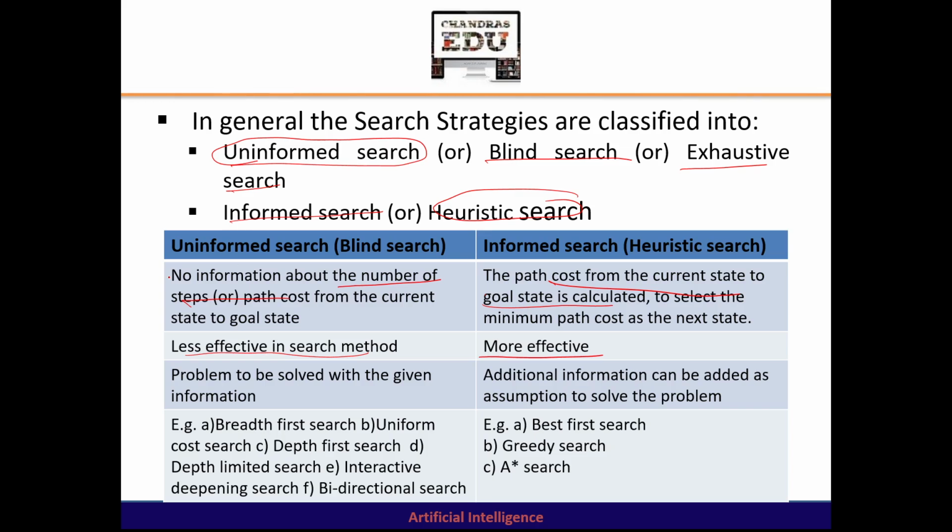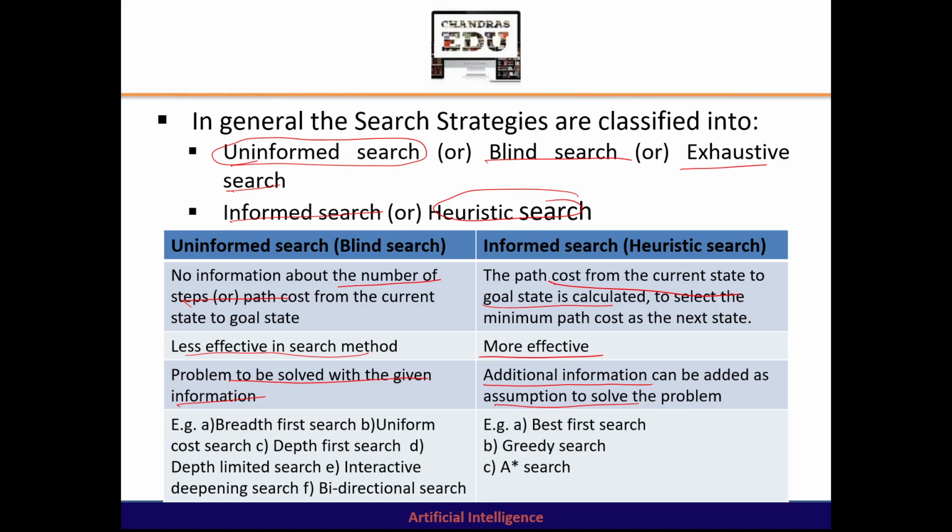And next, the problem is to be solved with the given information. So we don't have any extra information for solving the problem or to reach the goal state in the uninformed search. But in case of the informed search, additional information can be added as assumption to solve the problem. So as it's an informed one, we can take the additional information to reach the solution.